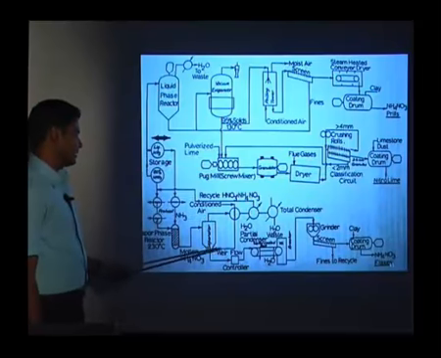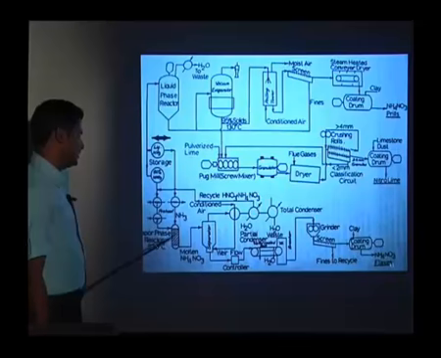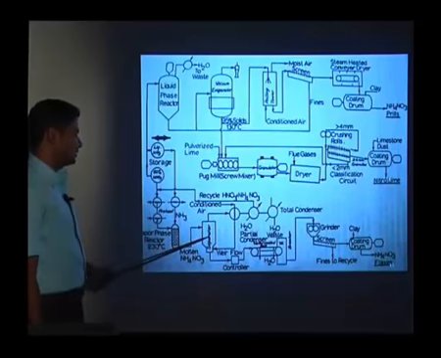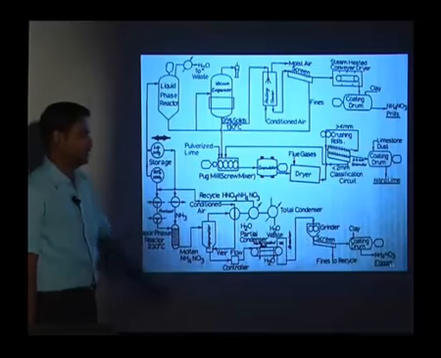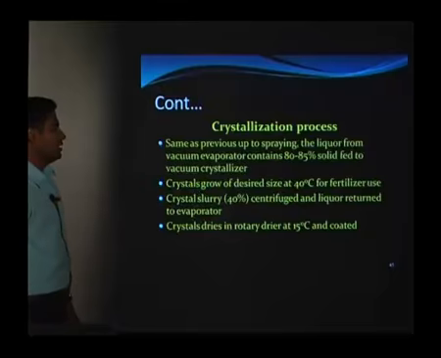And this we have seen as a standard process where the molten ammonia is created and the separator separates the gases, and we can have the final product as ammonium nitrate.